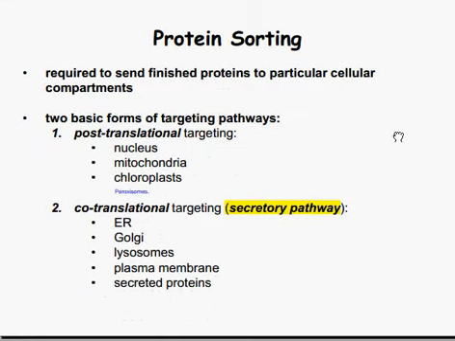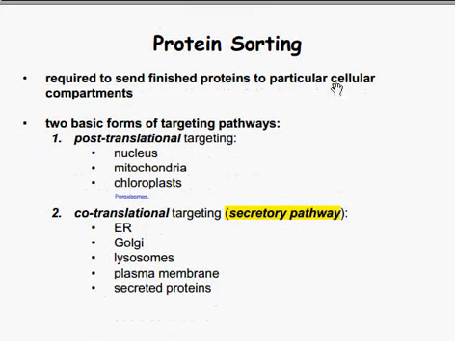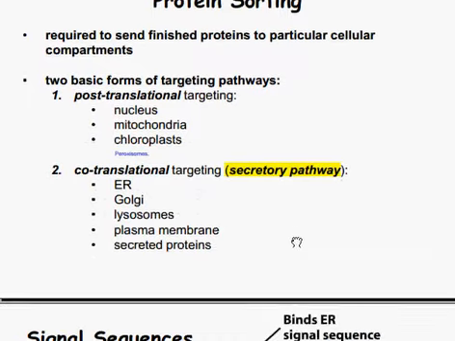Now, protein sorting is required to send finished proteins to particular cellular compartments. There are two basic forms of targeting pathways. There's post-translational targeting, which happens in the nucleus, the mitochondria, the chloroplast, or even the peroxisomes, or co-translational targeting, or secretory pathway, however you want to refer to it, which happens in the ER, the Golgi, the lysosomes, the plasma membranes, or the secreted proteins.